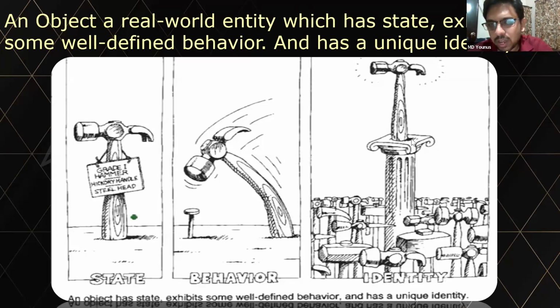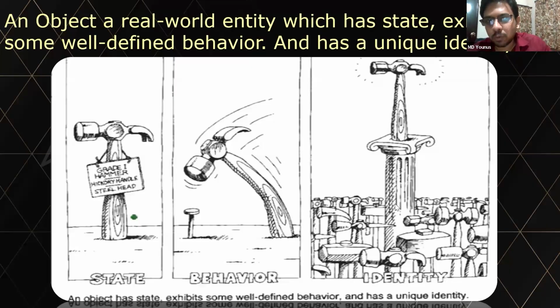And every hammer has a unique identity. If you look at different hammers, they have different identities. Some of them are curved headed, some are sharp headed, some are round headed. So basically, an object is a real world entity like a hammer, which has states, nothing but the properties or attributes of the hammer. It has some well-defined behavior, its own functionality, and it has a unique identity.